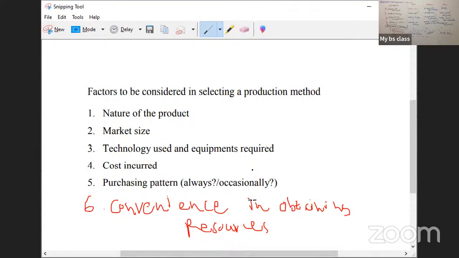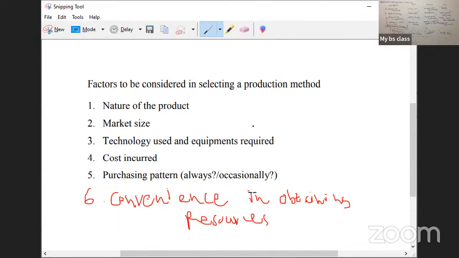Convenience in obtaining resources. If you cannot get the resources conveniently, there is no point of going for flow production. If you hire employees and buy machineries, and cannot supply resources to match the capacity of those machineries, what happens? Yes, that would be a problem. You should be able to get the resources conveniently.